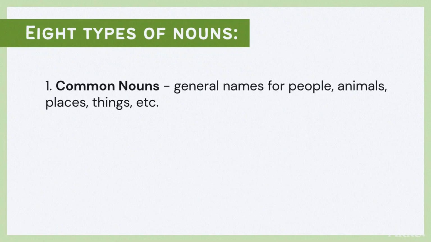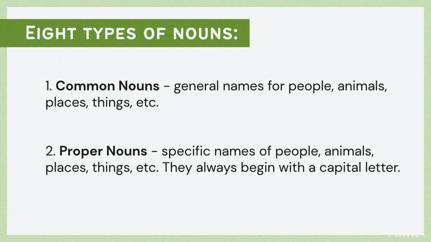Common nouns are general names for people, places, and more, like city. The city is crowded today. Proper nouns are the opposite. They are specific names of people, things, and more. They always begin with a capital letter. Kyle. Kyle lives near the office.